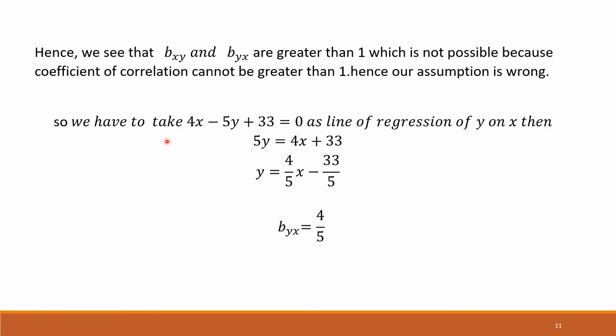So next we are taking this equation as the line of regression of y on x. Earlier we took x on y and got an r value greater than 1, so now we are changing the line of regression. Y on x means keep y on the left hand side, x on the right hand side. So writing y is equal to 4 by 5 x plus 33 by 5, byx will become 4 by 5, the coefficient of x on the right hand side.